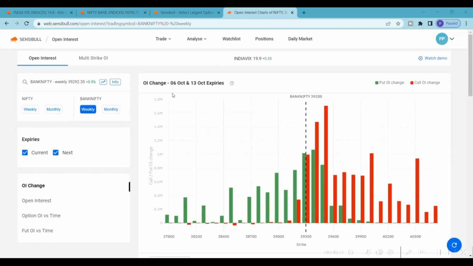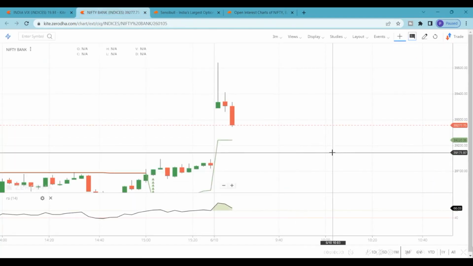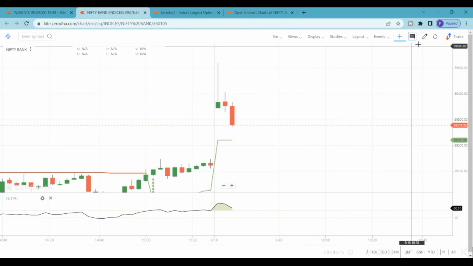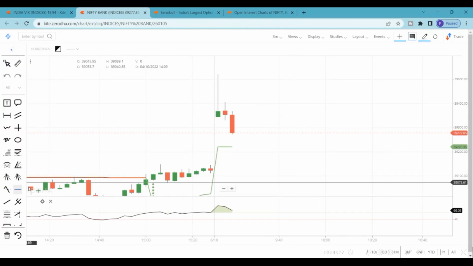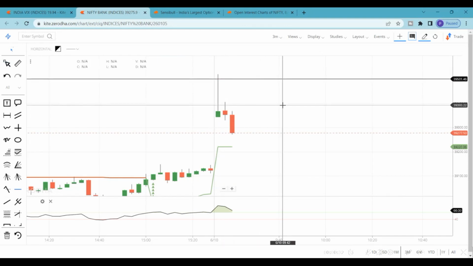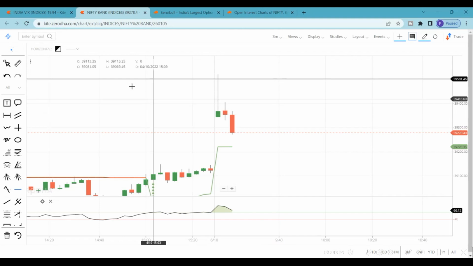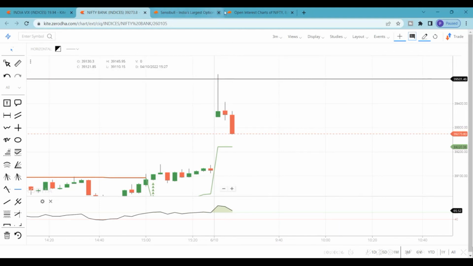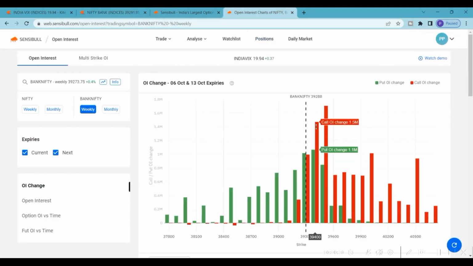Now let's look into the open interest to find where the major support and resistance are. I find that 39,500 has a very big tower, so I'm marking the 39,500 level. You can also see that the high was touched at that level and it reversed. So it means there is going to be a lot of resistance in that area. Let us look into the bottom part.